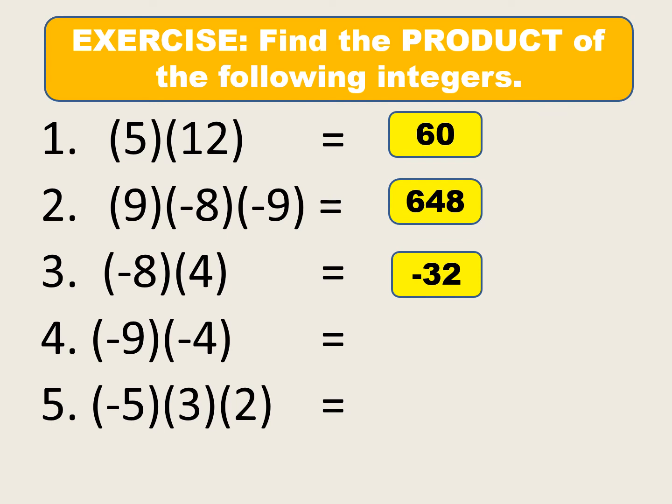Number 4, negative 9 times negative 4. So the result is positive 36. And last, number 5, negative 5 times positive 3 times positive 2. So the result is negative 30. Okay, did you get it? I hope you got it right.